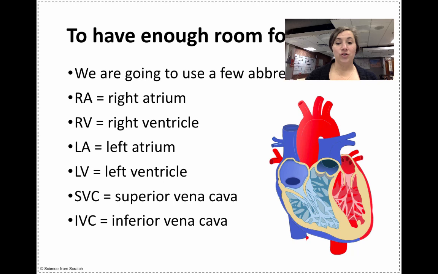And then the ventricles are the lower two chambers. The ventricles are typically a lot larger. And they're more muscular because they have to pump the blood further than just from one chamber to another. They pump it to the body or to the lungs. So this is the right ventricle, left ventricle.